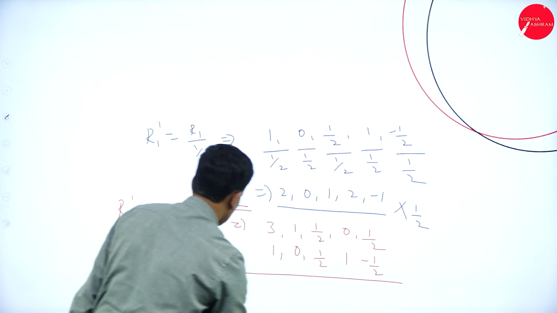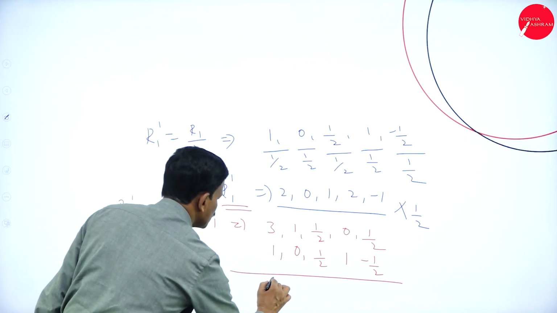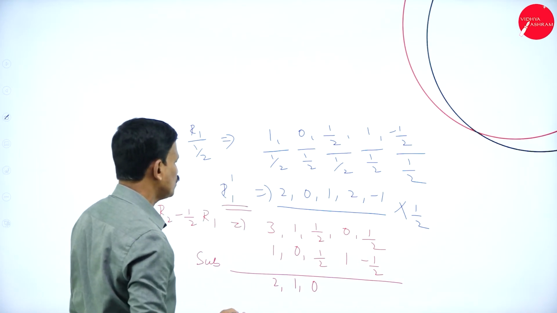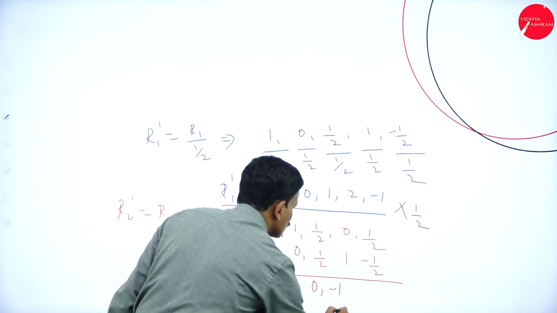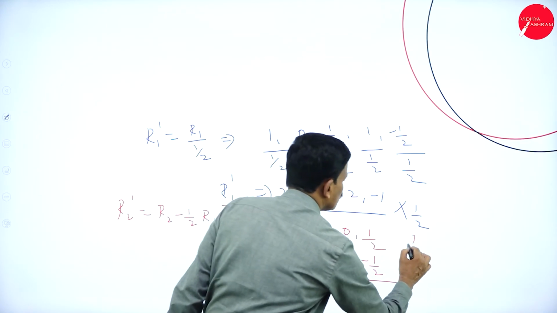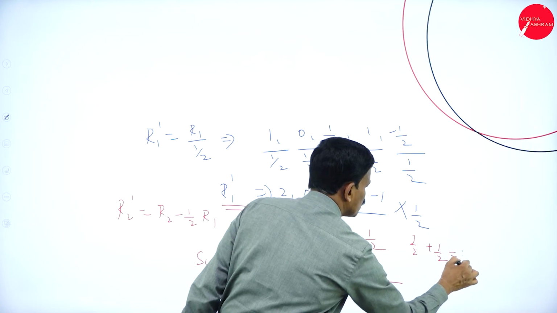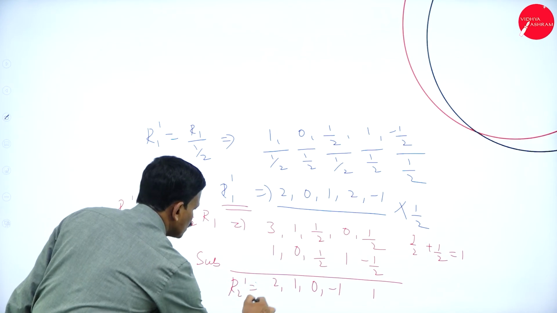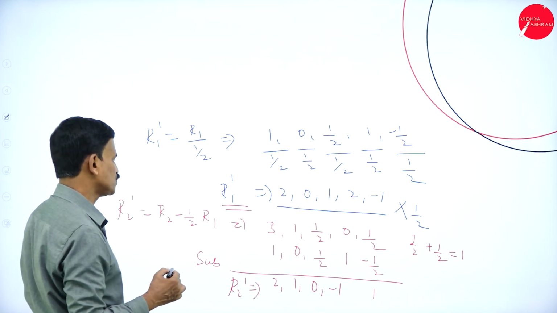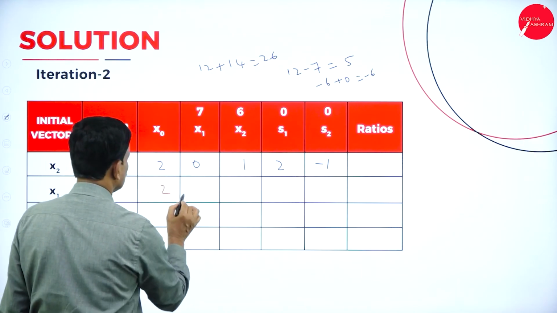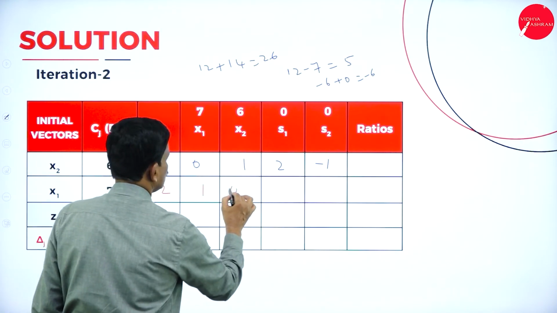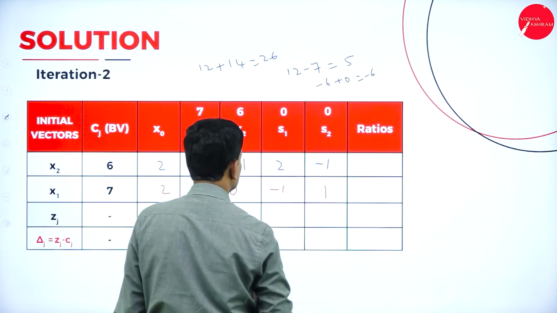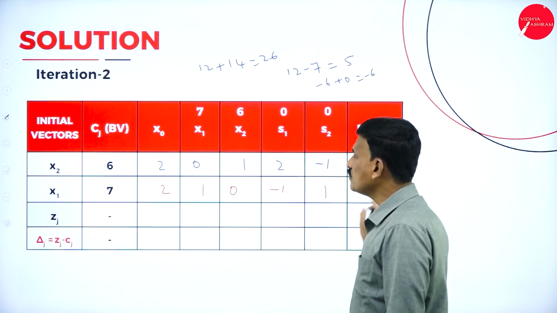Now subtract this. If you subtract, what will you get? 3 minus 1 is 2. 1 minus 0 is 1. 1 by 2, 1 by 2 gets cancelled. 1 by 2 minus 1 by 2 is 0. Again 0 minus 1 is minus 1. While subtracting, minus into minus becomes plus. 1 by 2 plus 1 by 2 is 1. So therefore the elements of R2 dash are 2, 1, 0, minus 1 and 1. I will write here 2, 1, 0, minus 1 and plus 1. Okay. These are the elements of R2 dash.